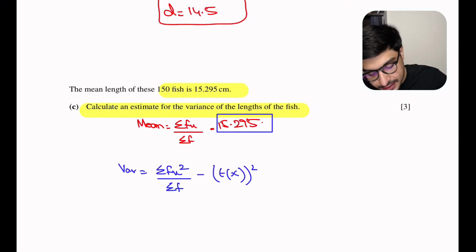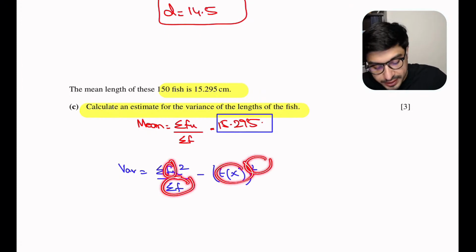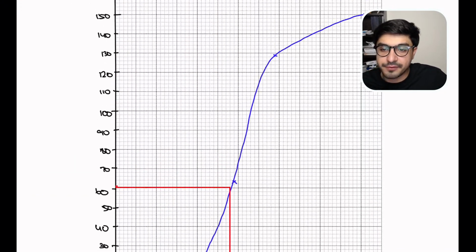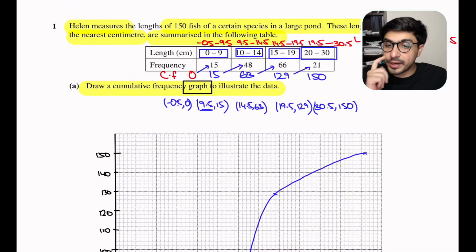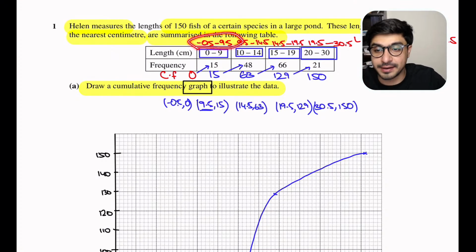Now here let's figure out what these x values are. We have to square them, multiply by frequency, divide by total frequency, and then subtract mean square. Mean is already given to us, but we need to figure out these x values. The x values are going to be the middle values of the linked class intervals, right?